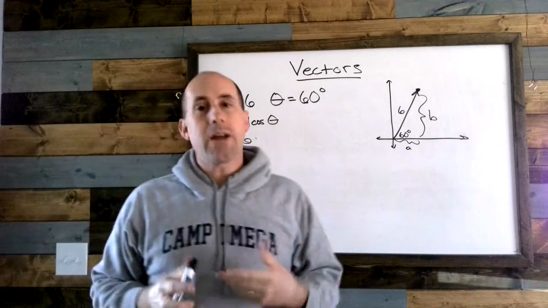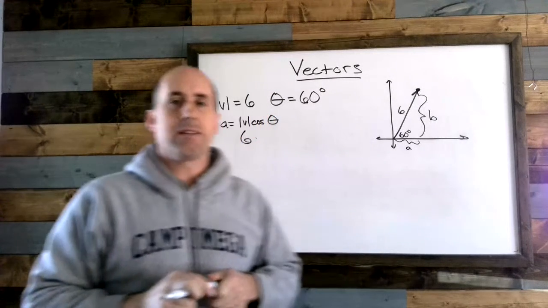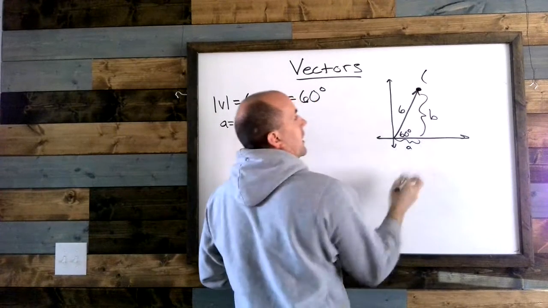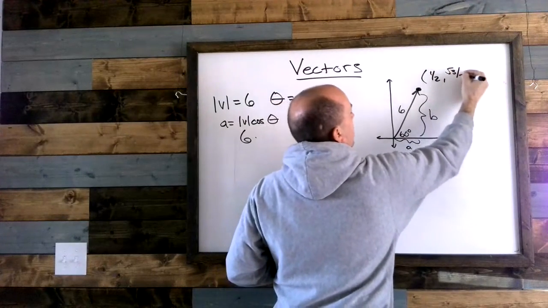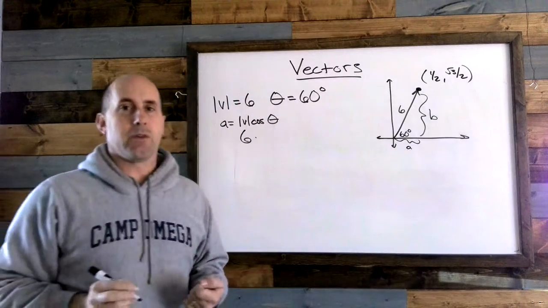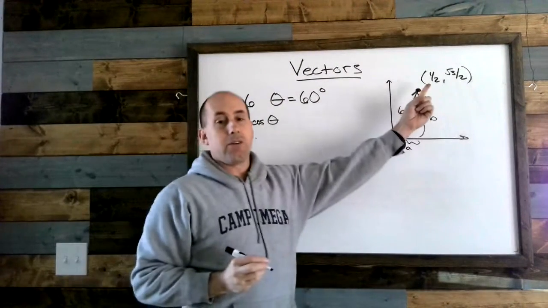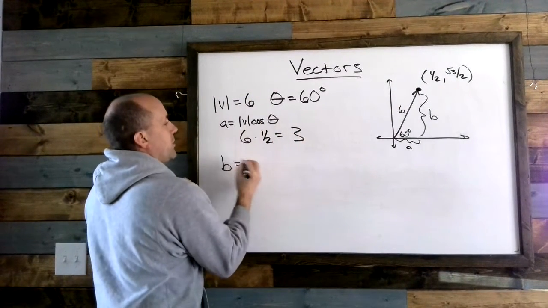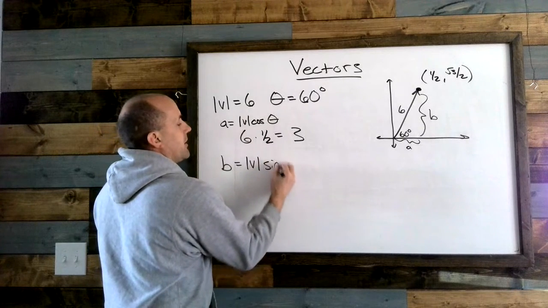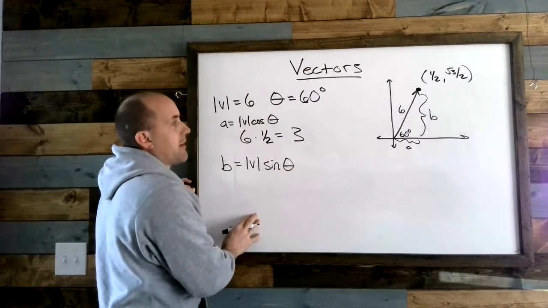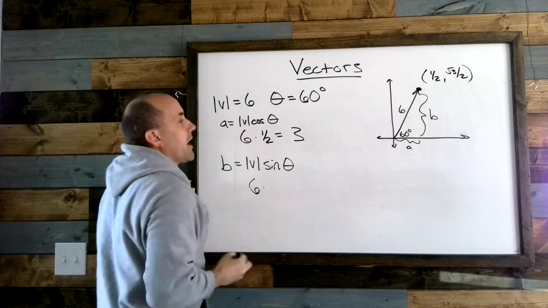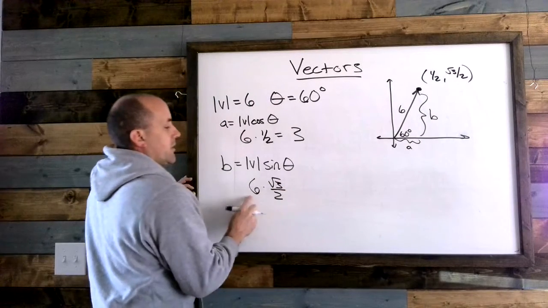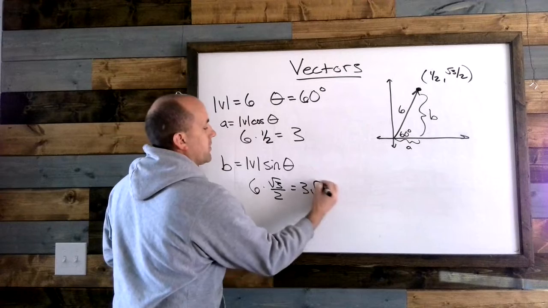A is equal to the magnitude of the vector times the cosine of theta, or 6 times the cosine of 60. Now here's where, if you can write it in simplest radical form, you want to make sure you do that. For a 60-degree angle, you should know that that creates a terminal point of 1/2 and root 3 over 2. Cosine is the x value, so we have 6 times 1/2, which is 3. For b, we do the magnitude of the vector times the sine of theta. The magnitude of the vector is 6, and sine of 60 is the y value of the terminal point, or root 3 over 2. 6 divided by 2 is 3, and you get 3 root 3.